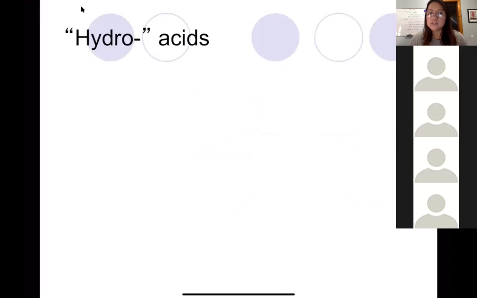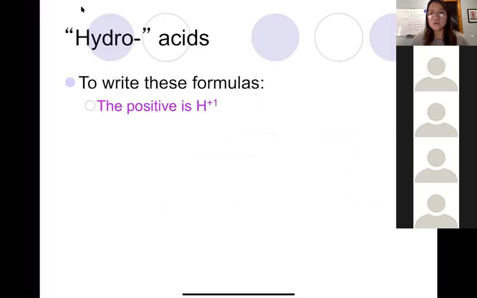So let's talk first about what we call hydroacids. These are acids without oxygen. To write these, the positive is always H plus 1. No matter what kind of acid it is, whether it has oxygen or no oxygen, the positive is always going to be H plus 1.